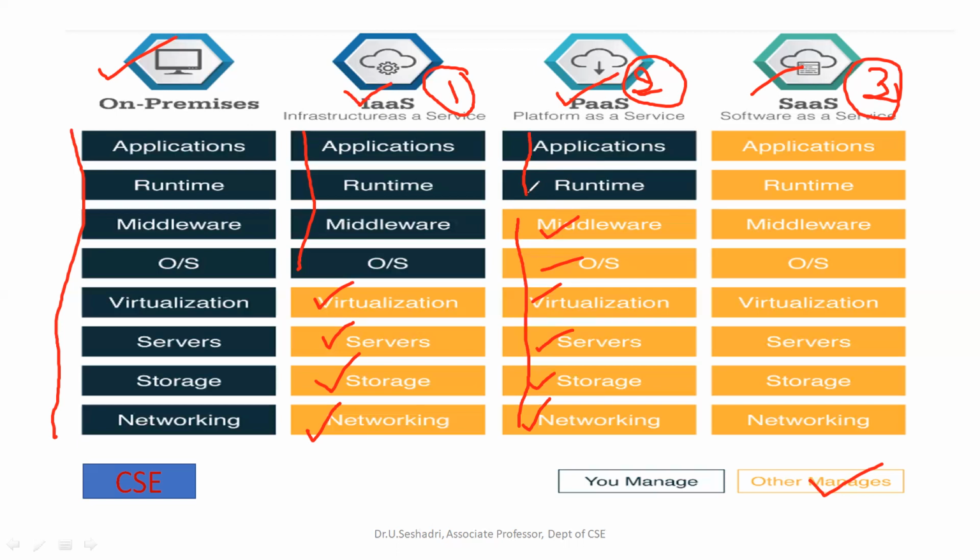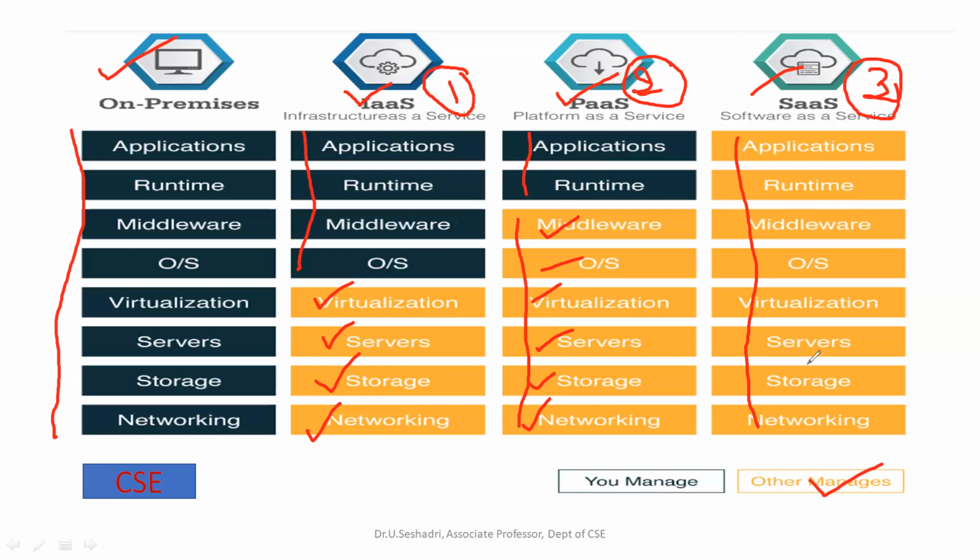That is nothing but the platform as a service. If you are using the platform as a service, you don't worry about the networking, storage, servers, virtualization, operating system, and the middleware. You only have to take care of runtime and the applications. If you are using software as a service, you don't take care of anything. We only have to use the applications.